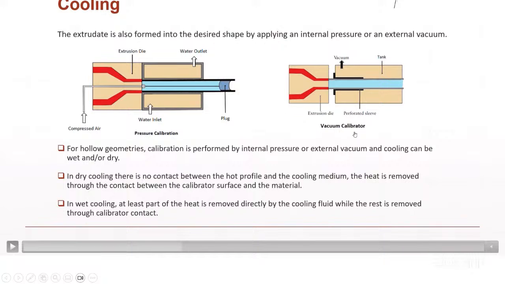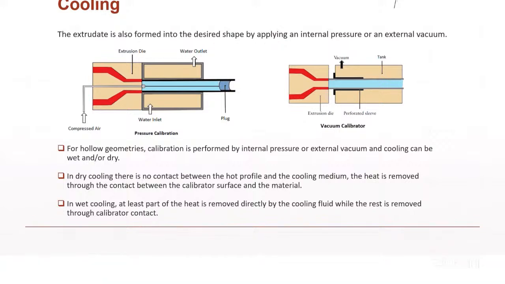Now see here a vacuum calibration. Vacuum calibration, here see the vacuum is created over this water, right? This is a tank. Water is there. And see now here, this is a perforated sleeve. Because the sleeve is perforated, you will get a completely shining finish at the top of the pipe. And this is a vacuum sizing unit. It is also used on a large scale in the market.